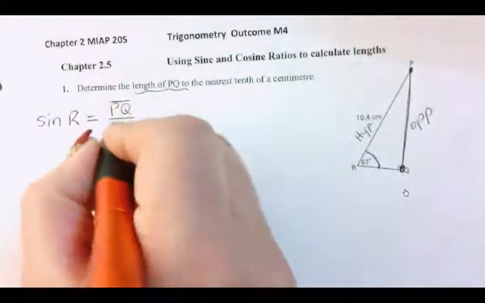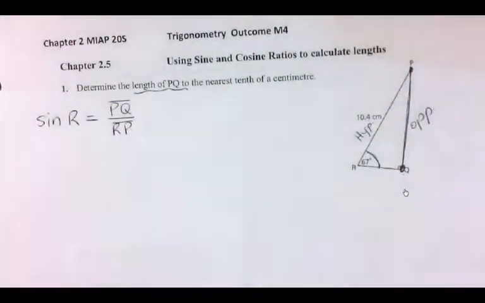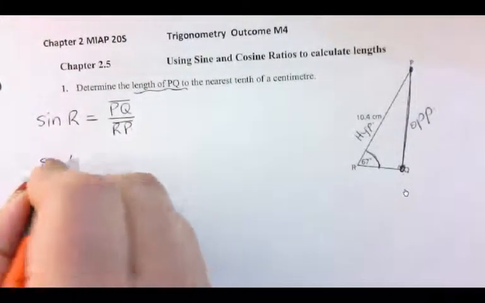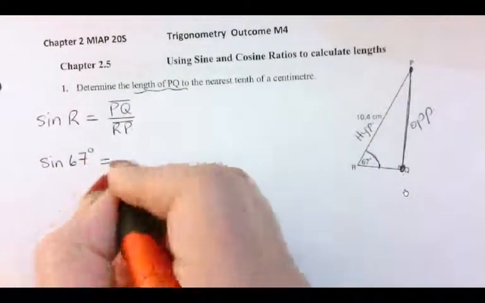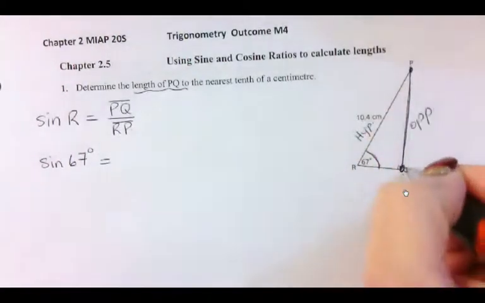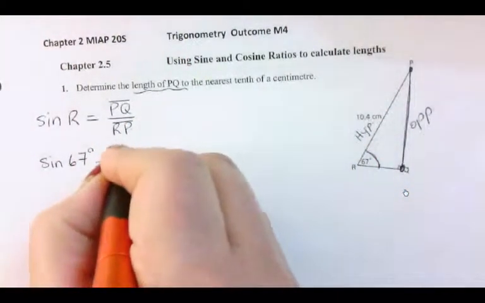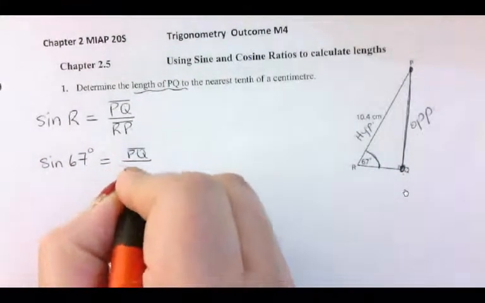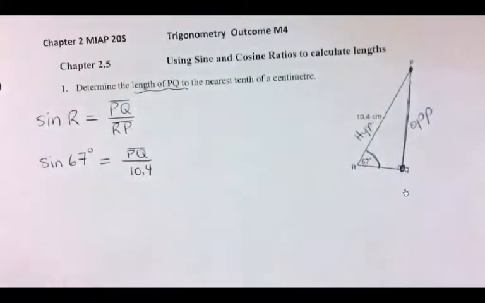So now I've got the letters in there, right? Next I'm going to write in the numbers. So sine of 67 degrees is equal to, now which is the one I don't know? I don't know this, so I'm going to leave that as PQ, and I'm going to divide it by 10.4. All right, so what's the algebra to solve for PQ? What do I do?